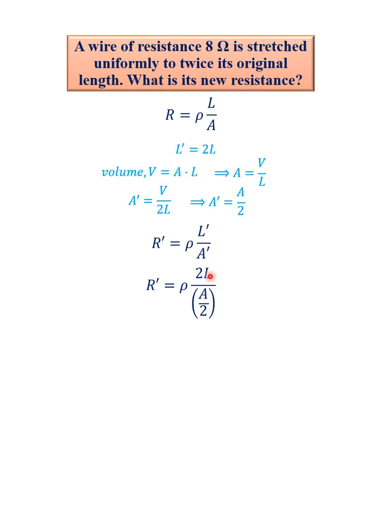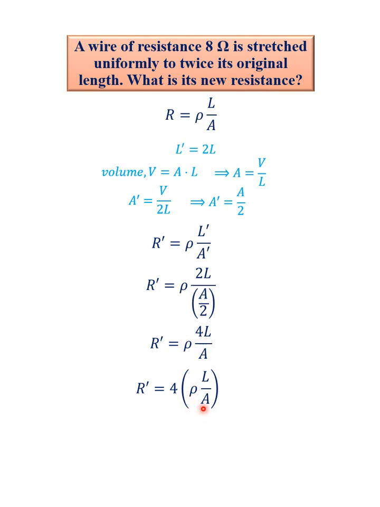Remember, when you are dividing a number by a fraction, the denominator of the fraction multiplies that number. So these two will come up so that the new resistance will be equal to resistivity times 2 times 2, which gives us 4L over A. Let's rearrange this so that the new resistance will be equal to 4 times rho L over A. I just use this 4 to multiply the whole thing. It's the same thing basically.